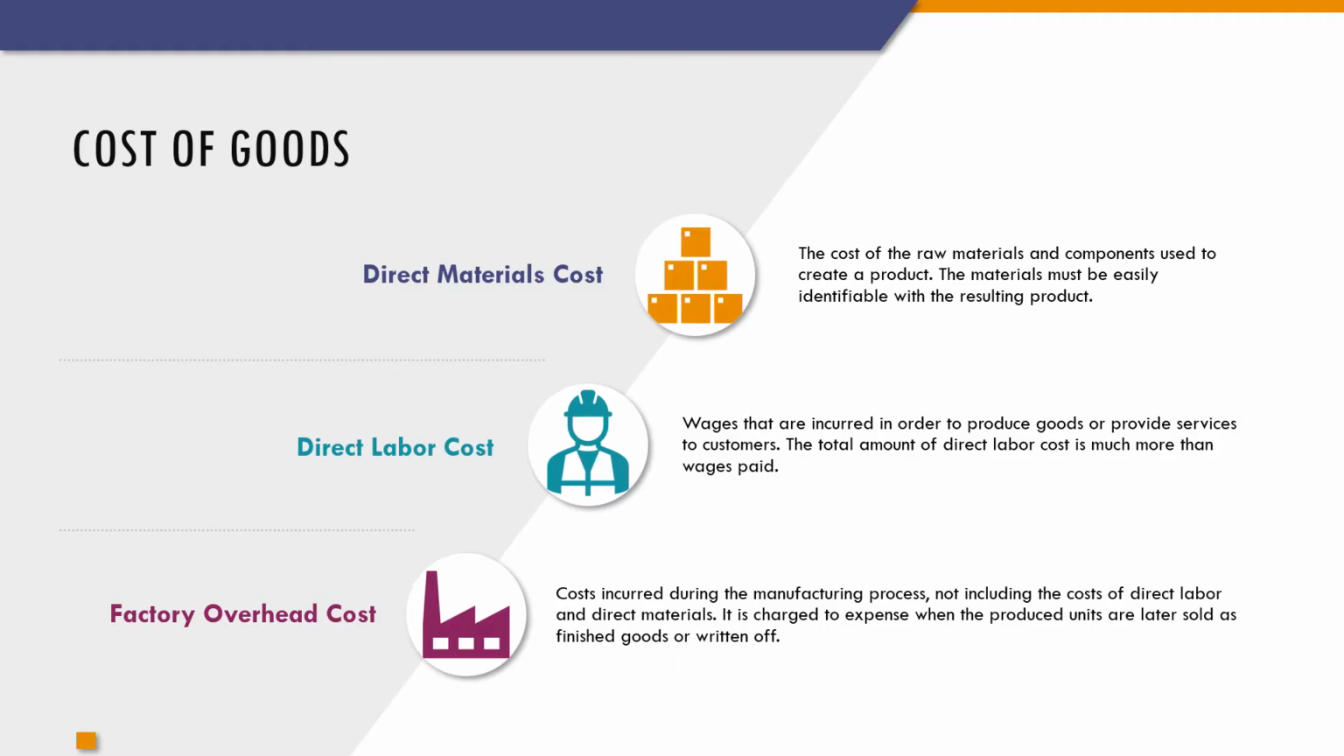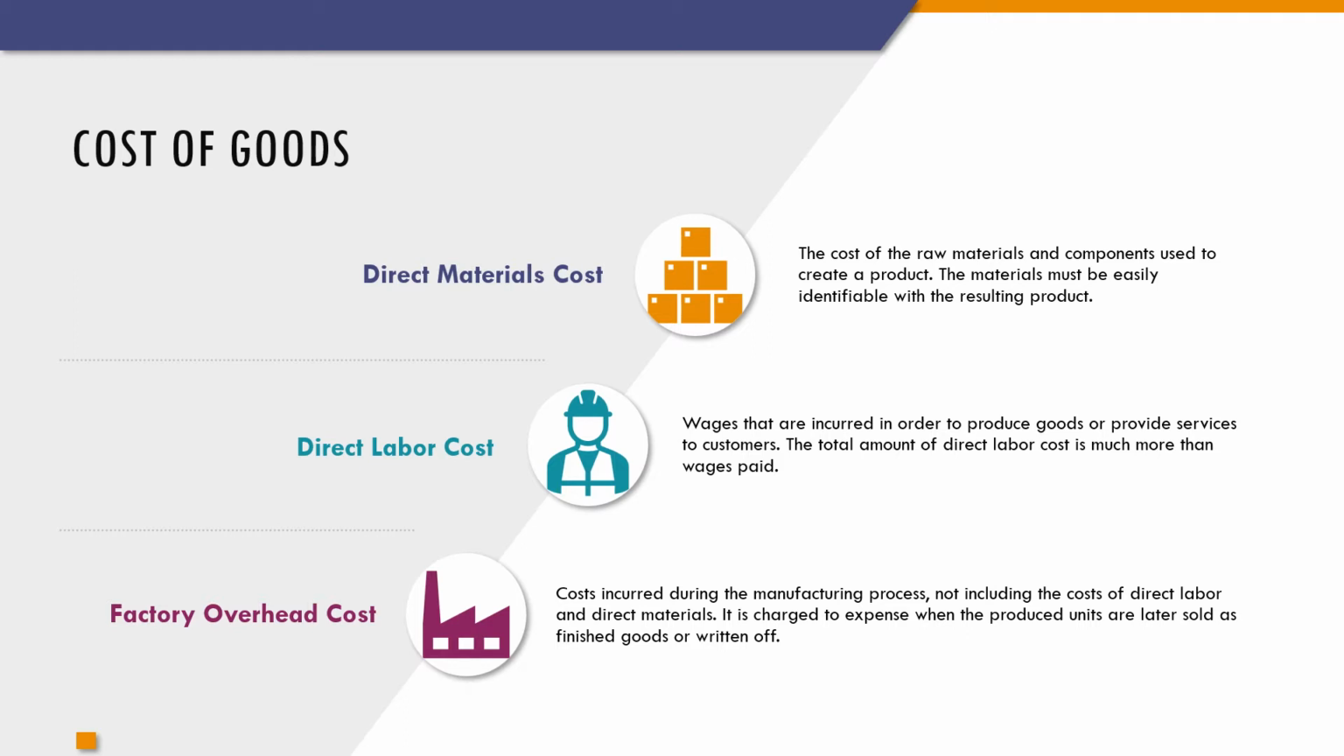Let's talk about the cost of goods for products. You're going to have direct materials cost, direct labor cost, and you're going to have some factory overhead cost. The direct material costs are a cost of the raw materials and components used to create a product, and the material must be easily identifiable with the resulting product. The direct labor costs are wages that are incurred in order to produce goods or provide services to customers.